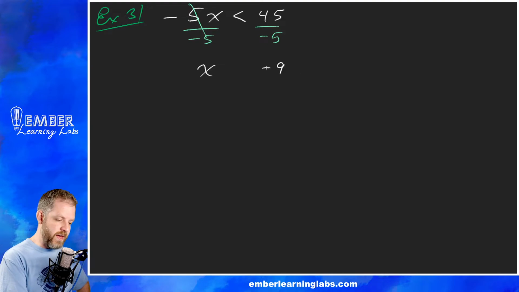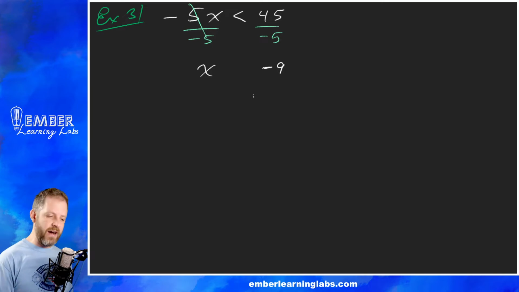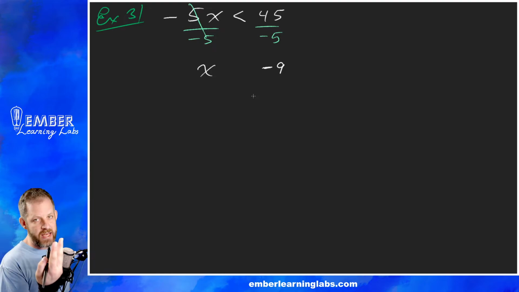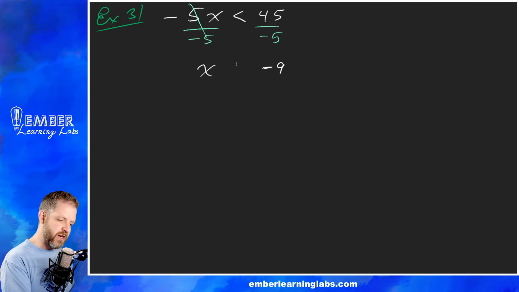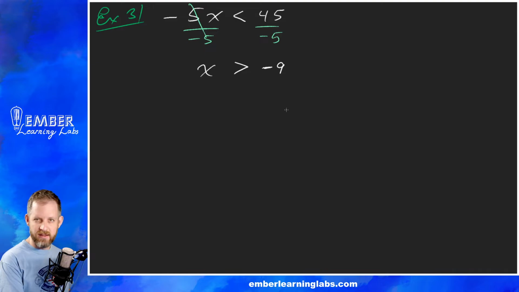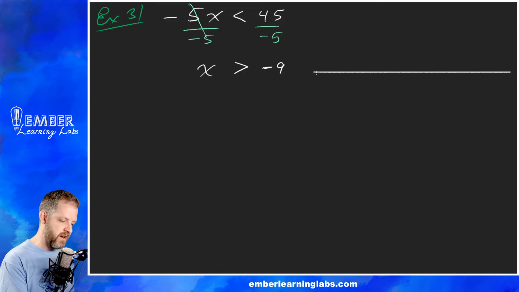Now, the reason I didn't put the inequality symbol yet is because whenever we multiply or divide both sides of an inequality by a negative, it flips that inequality. So this is going to turn into greater than. So x is greater than negative 9. Okay, does that make sense? We'll do another one here in just a second to make sure you understand what's happening.